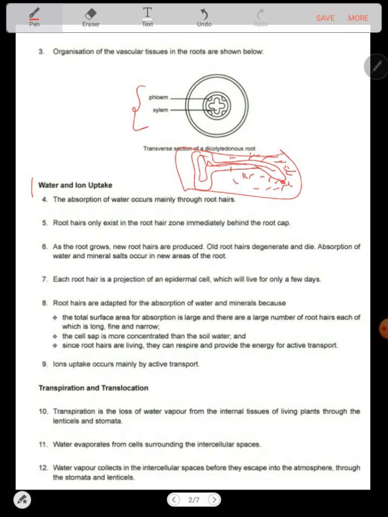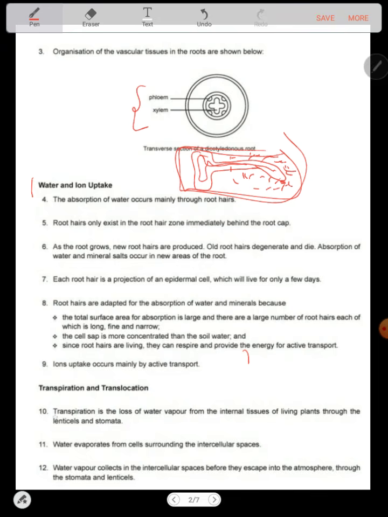Root hairs are adapted for the absorption of water and mineral salts. So what are some of the things that allow the root hair to perform its function? One is that the total surface area for absorption is large. With a large surface area, the cell is going to absorb as much water as possible to accommodate the nutritional needs of the plant. The cell sap is more concentrated than the soil water. Since root hairs are living, they can respire and provide energy for active transport. There are plenty of mitochondria that supply energy to the cell.